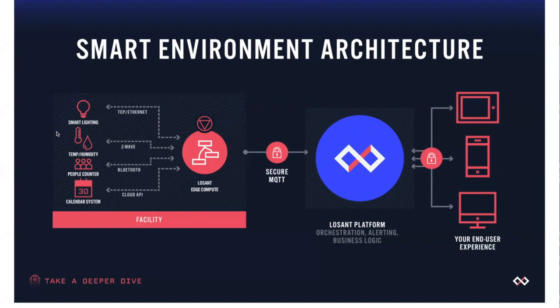Starting from the left, we have located in the actual facility a group of sensors, including temperature, lighting, people counting, also maybe an API into your calendar system and other information that's important. And then while still in the local facility, we capture that information and bring it into the Losant Edge Compute device. This can be done through TCP, Ethernet, Z-Wave, Bluetooth, Cloud API, a number of different protocols that can be used to bring all of that in.